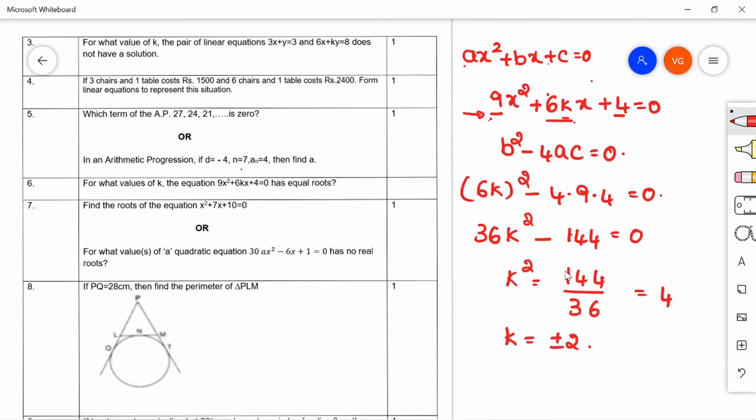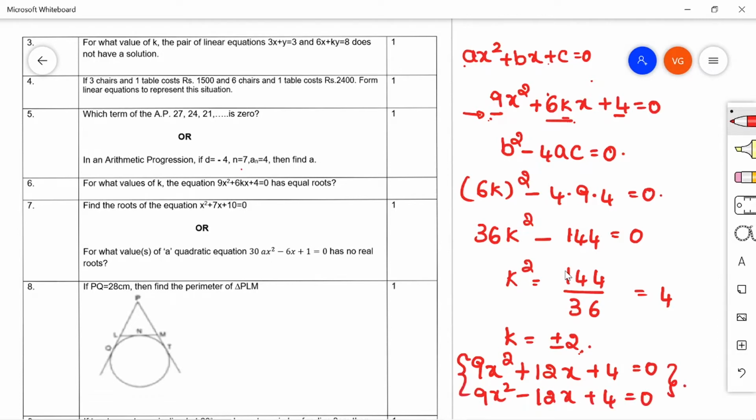So the equation will be 9x square plus, in place of k you can keep either plus 2 or minus 2. For both the equations you will get equal roots. So that will be 9x square plus 12x plus 4 is equal to 0 or 9x square minus 12x plus 4 is equal to 0. This they have not asked, but I have explained it simply.